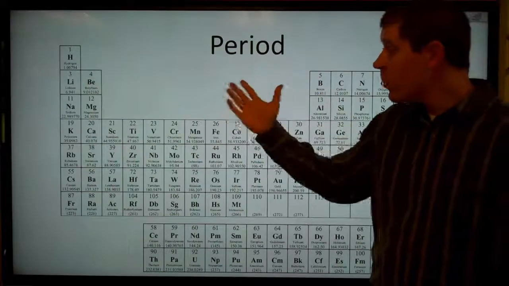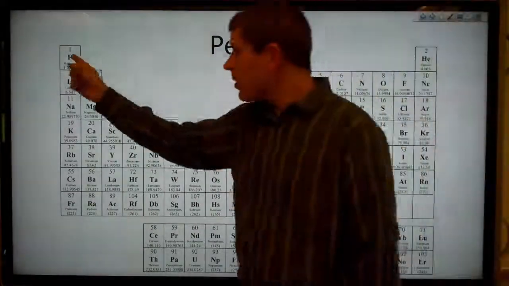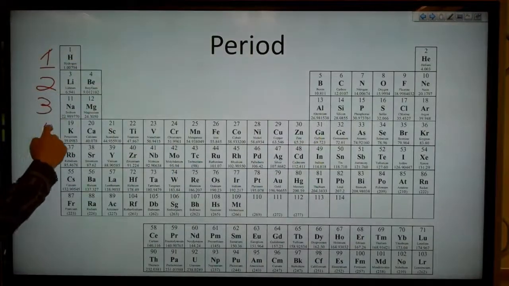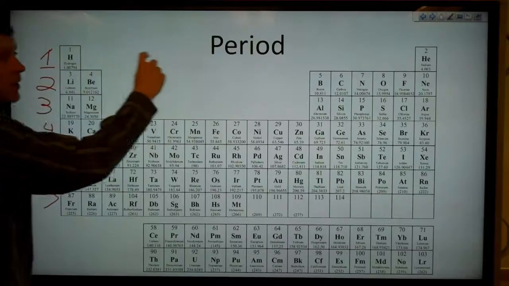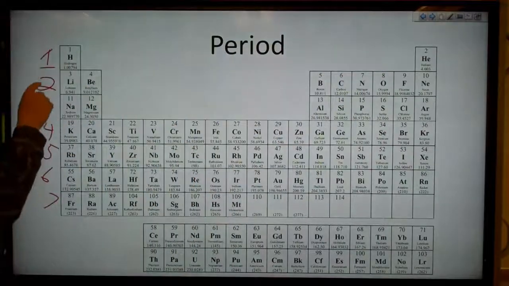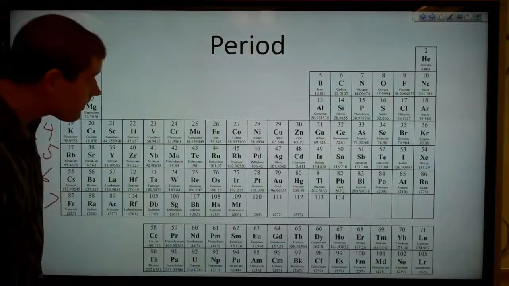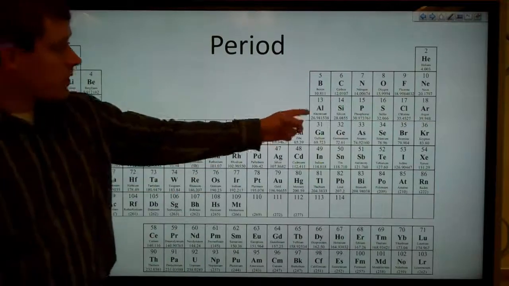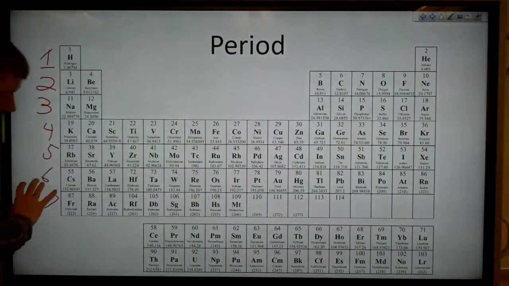We have periods, which are the horizontal rows on the periodic table. So this is period 1, that's period 2, 3, 4, 5, 6, and 7. Hydrogen and helium are in period 1. Period 2 is lithium, beryllium, boron, carbon, nitrogen, oxygen, fluorine, neon. Period 3 is sodium, magnesium, aluminum, silicon, phosphorus, sulfur, chlorine, argon, and so on. We get down here to period 7.